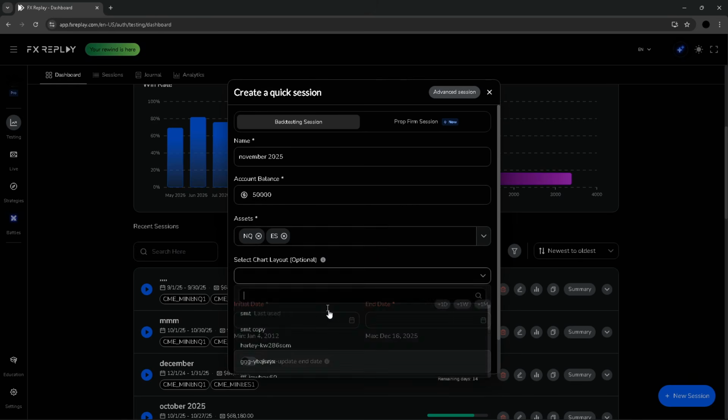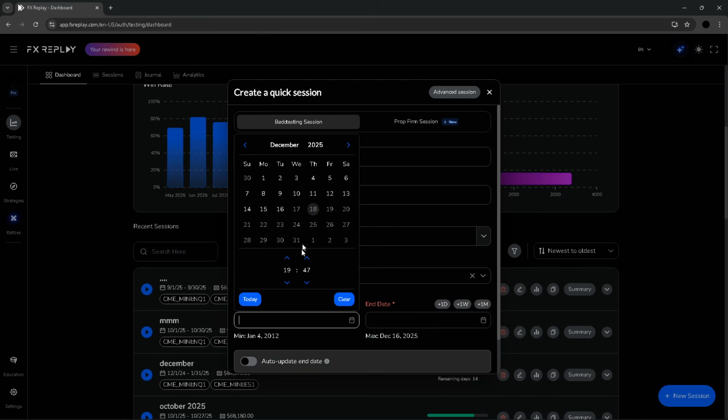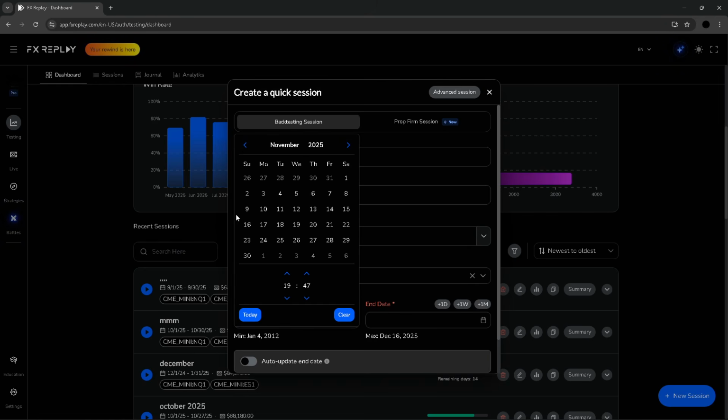Yes, we're going to be using minis for this. So let's see. November 2025. So that's Saturday, Sunday, Monday.